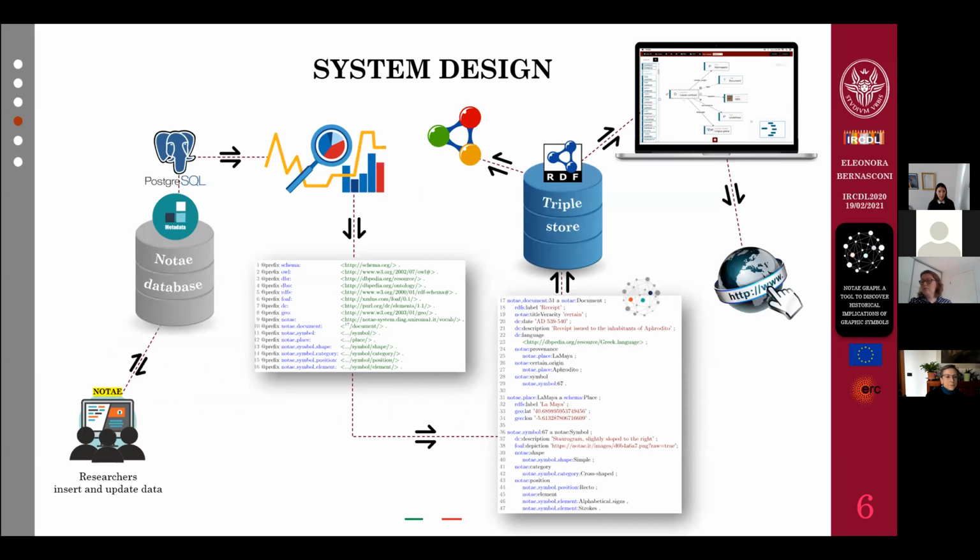In this slide, I present the design of the Notigraph system, able to offer a novel service: discovering historical implications of graphic symbols. The papyrology researchers insert and update data in the Notai database through the Notai interface. Then we start by querying those data to extract all the relevant data in the papyrology research field. Subsequently, we analyze data and build software to automatically process this data.